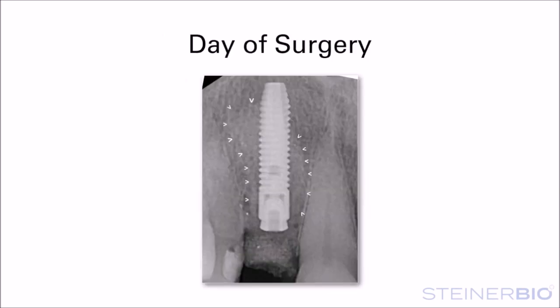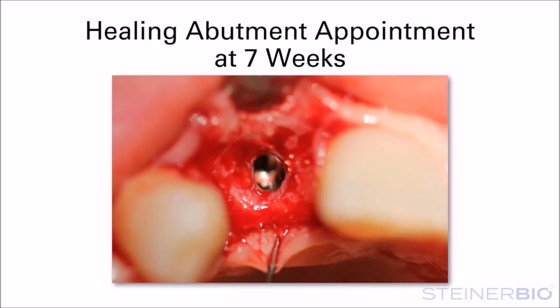This is day of surgery. You can see the implant in place, and you can see the apical, I don't know, 1/5 of the implant is actually in normal bone, but you can see the majority of the implant is surrounded by bone graft material, and you can see around the coronal portion, you can see some of the graft material in that case also. This is 7 weeks after extraction and graft. You can see that there are a few granules left in the surrounding tissue, and we're going to place a healing abutment on this day.